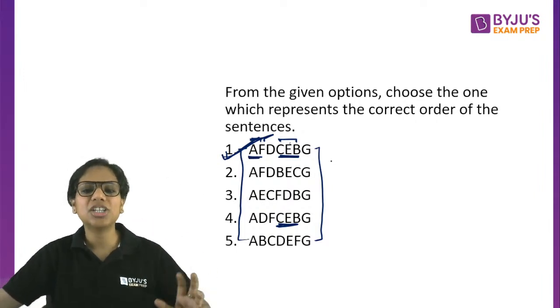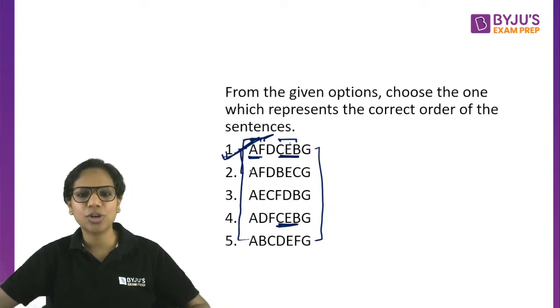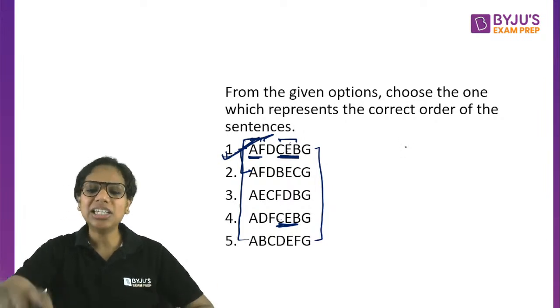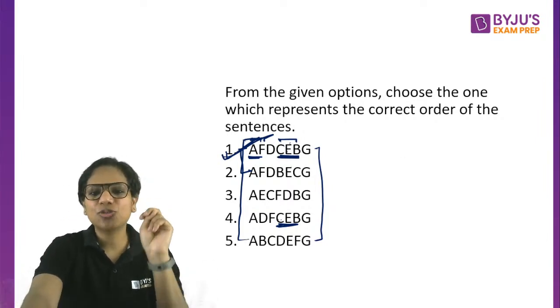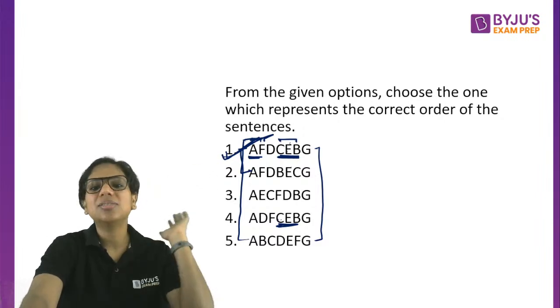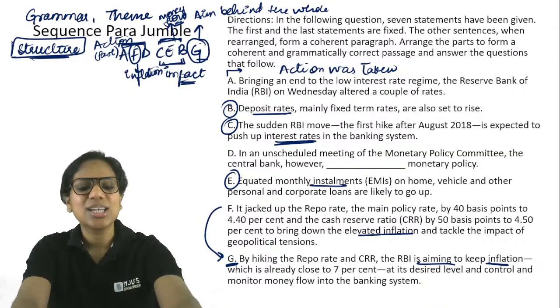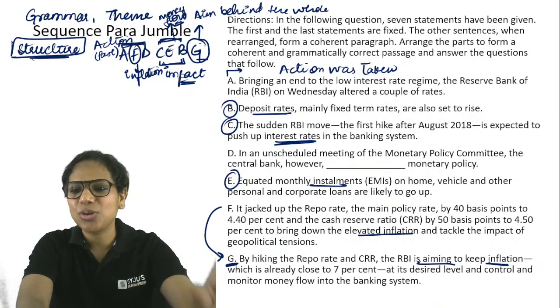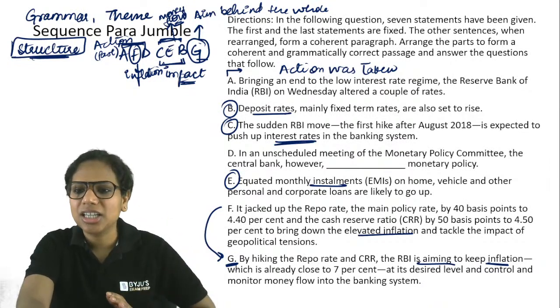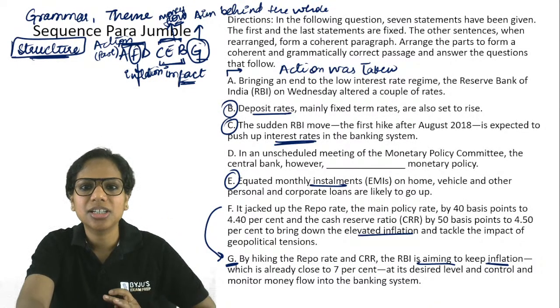So whatever combination works for you. AF का work कर रहा है, narrow down to these two. CEB work कर रहा है, narrow down to these two. Right? Ultimately, just on the basis of these two things, you've been able to narrow down to two options and ultimately one option. Okay? So I hope now you have a better understanding of the structure, the grammar and the theme of a paragraph.